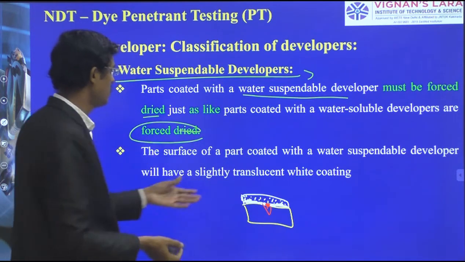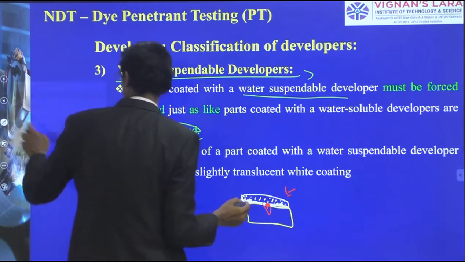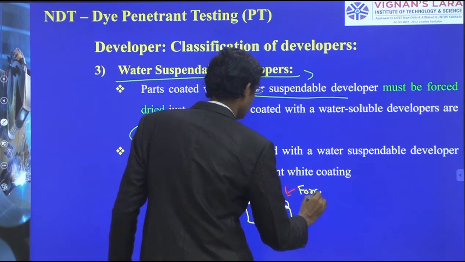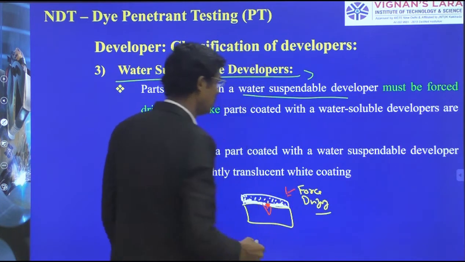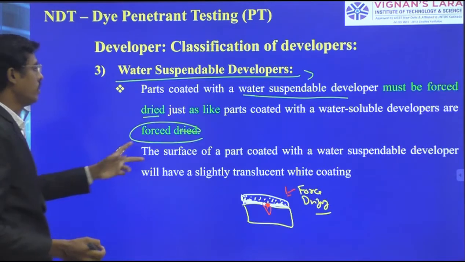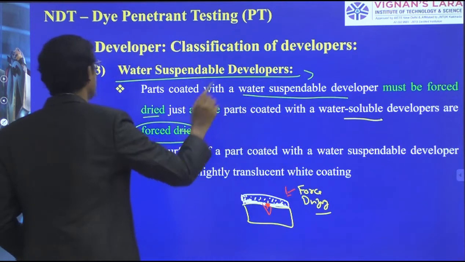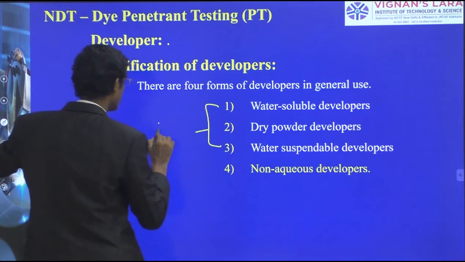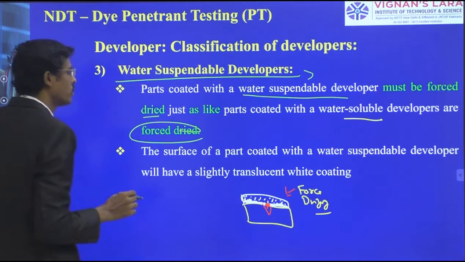So this happens. Therefore we need some force drying treatment. Force drying is done for both: the water soluble is force dried, and the water suspendable is also force dried. So these two are force dried.